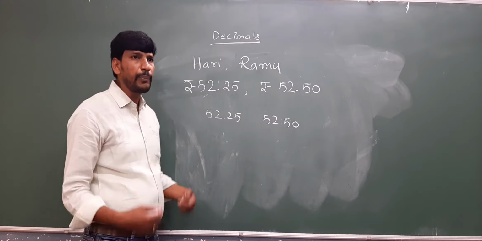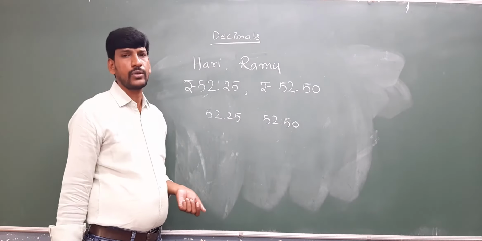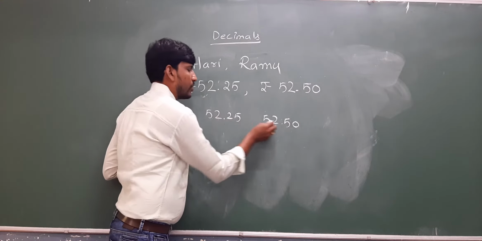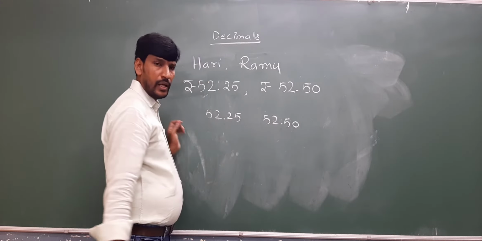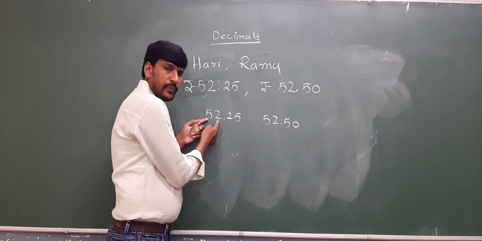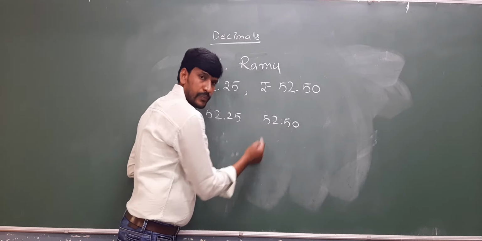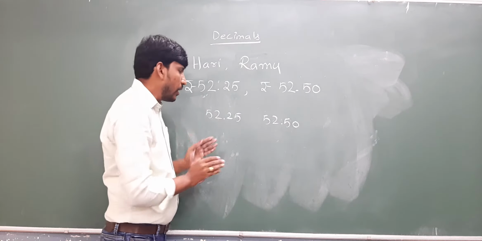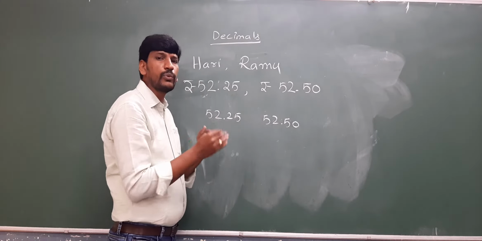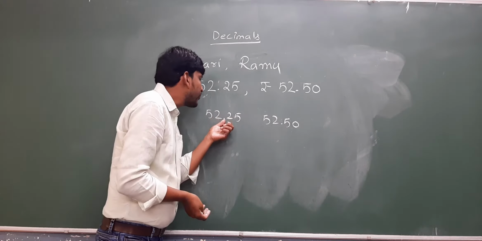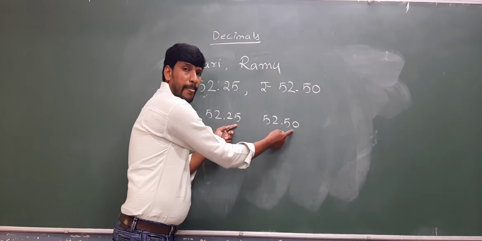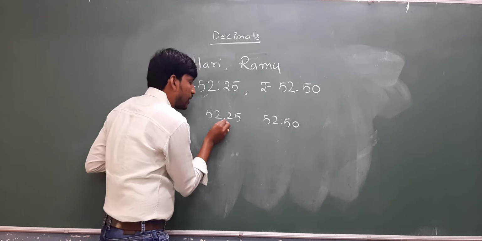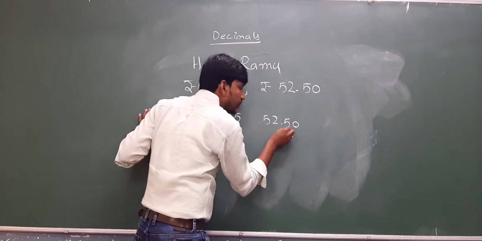Now see there, to compare two decimal values, first of all, you need to compare the values before the decimal. See, before the decimal I have 52, here also 52 only, so both are equal. Now if these two values are equal, you should move to the next step, that is after the decimal you need to compare these first values.